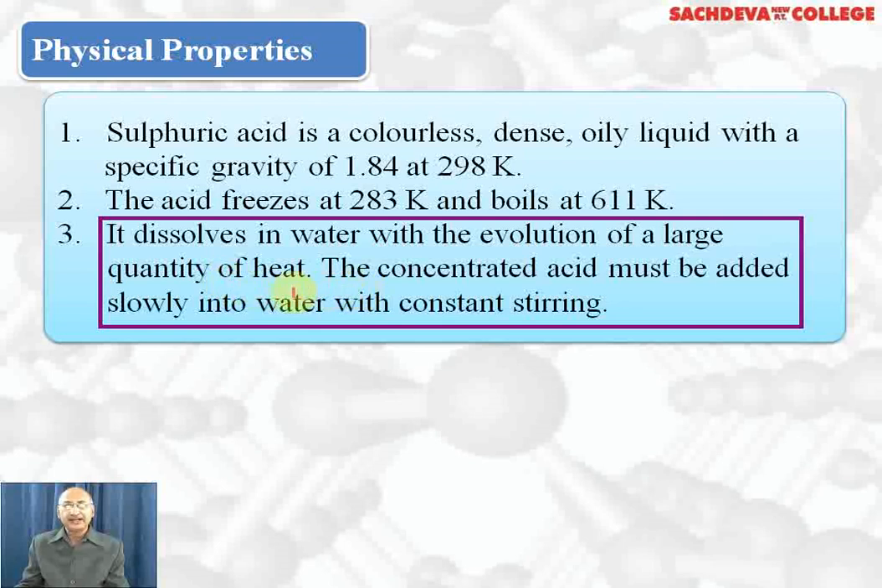The concentrated acid must be added slowly to water with constant stirring and cooling so as to prepare dilute acids. And if you add water to sulfuric acid bottle, the bottle will break because the heat evolved will be tremendous and sufficient to break the bottle. So always we have to add concentrated sulfuric acid to large amount of water to get dilute sulfuric acid.